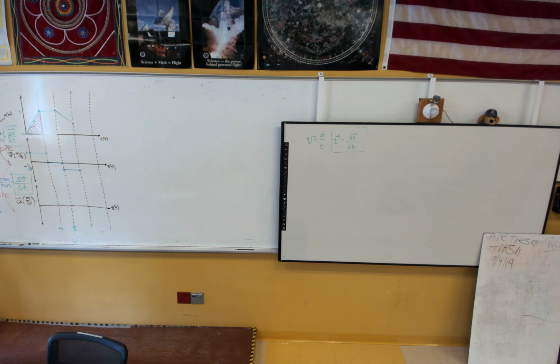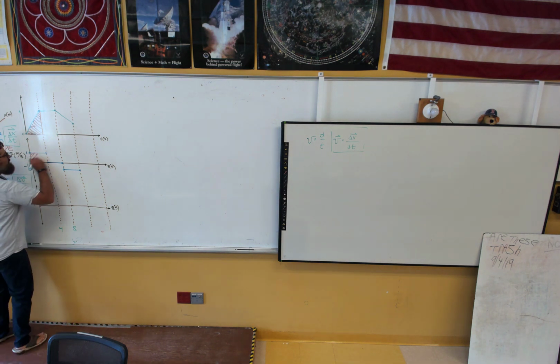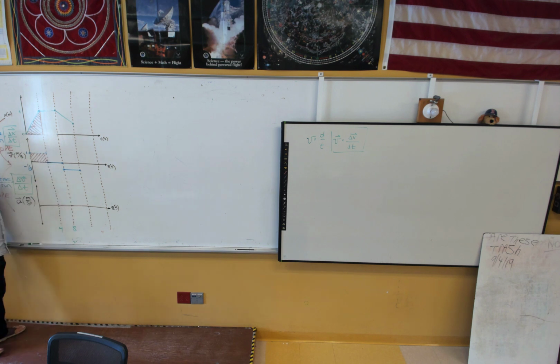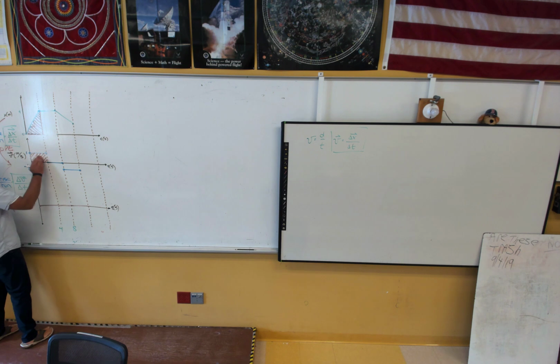Sammy, what do you got for me? 8. 8, right? 1/2 the base times the height. What if I said, what's the area of this rectangle right here? What's the area of that one? Yeah, that's 4, right? So I'm going to write this one in, and I'm going to actually put a positive sign here.